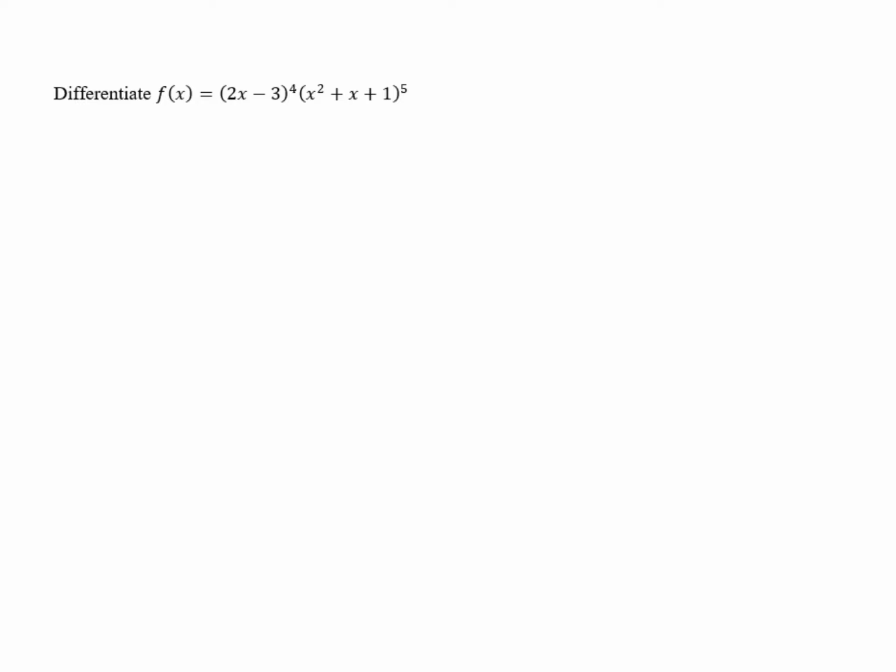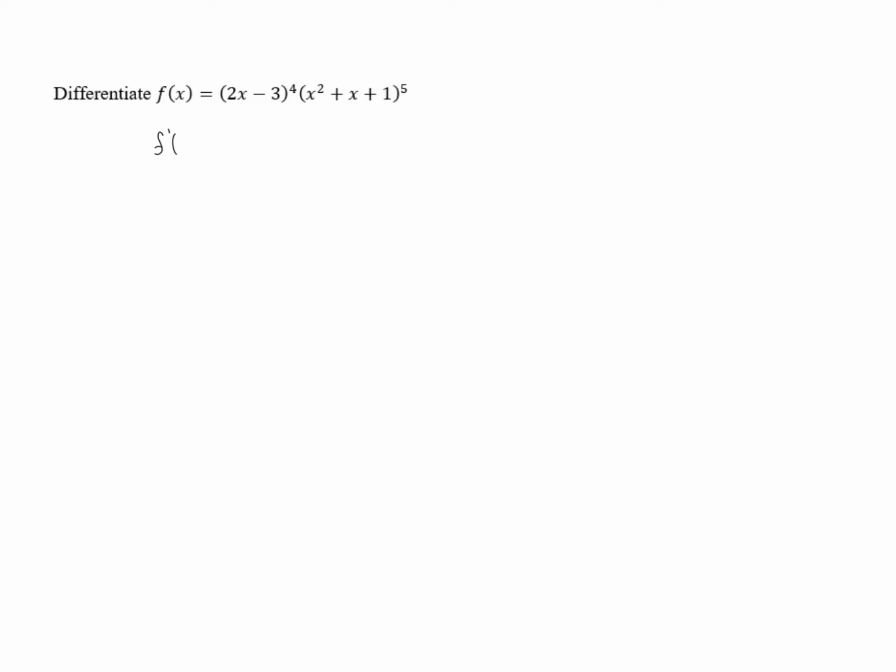Differentiate f of x equals (2x minus 3) raised to the fourth power times (x squared plus x plus 1) raised to the fifth power. You might already be able to tell that this one's going to be a little bit more work. We have a product of two functions, so we're going to have to use the product rule, but each of those functions is a composition of functions, and so we're going to have to use the chain rule for each part of the product rule that we use. So let's go through this very carefully.